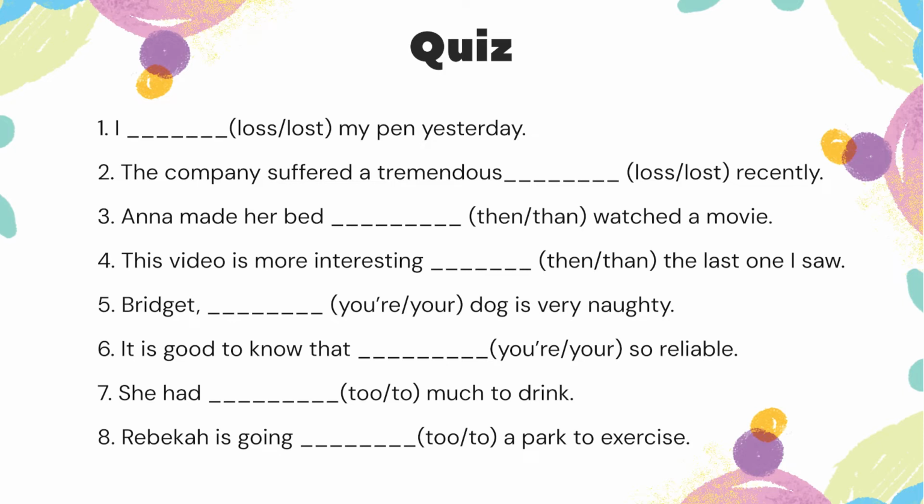5, Bridget, your dog is very naughty. 6, it is good to know that you're so reliable. 7, she had too much to drink. And 8, Rebecca is going to a park to exercise.